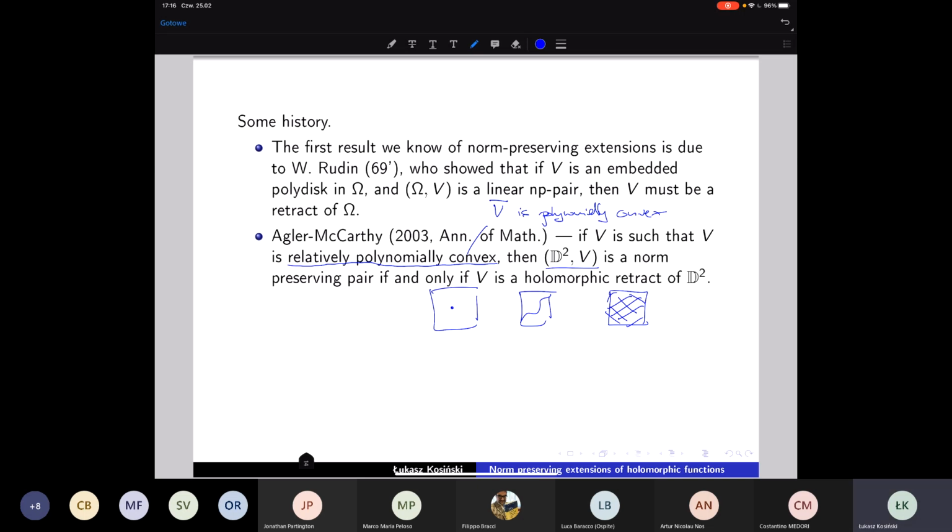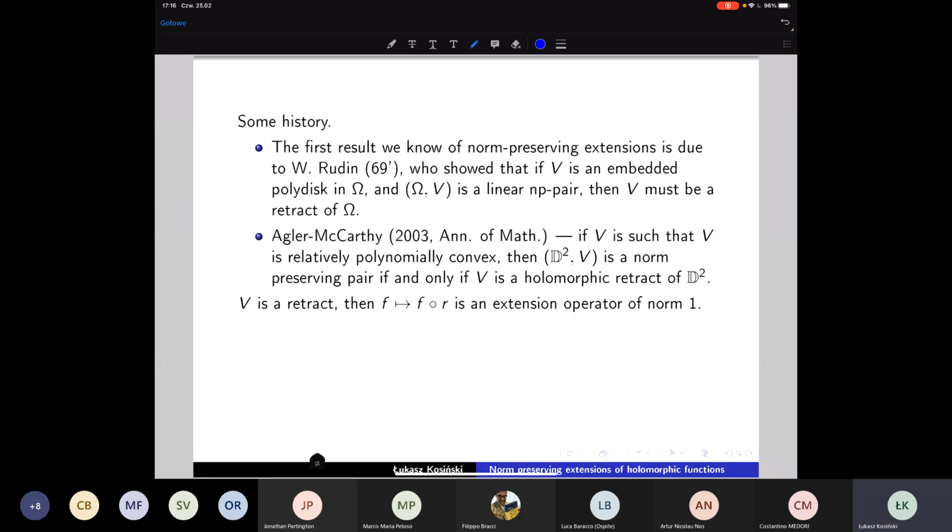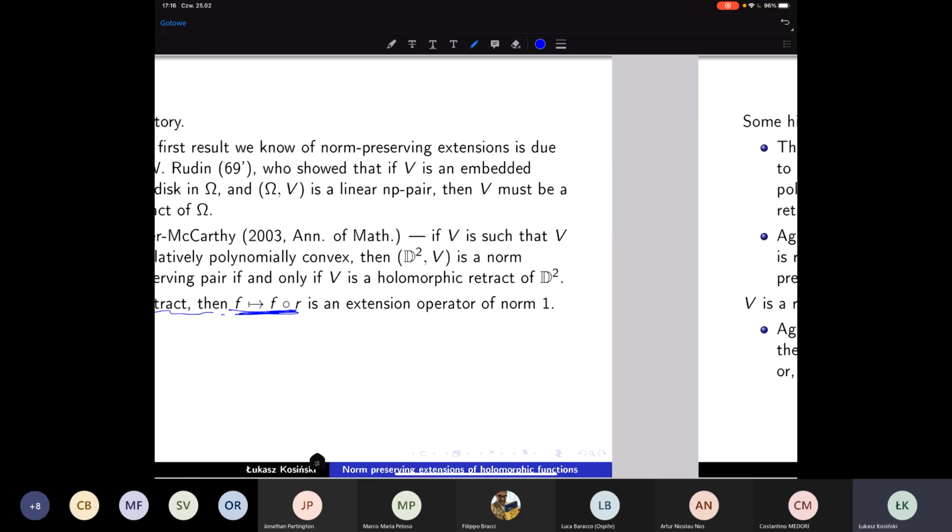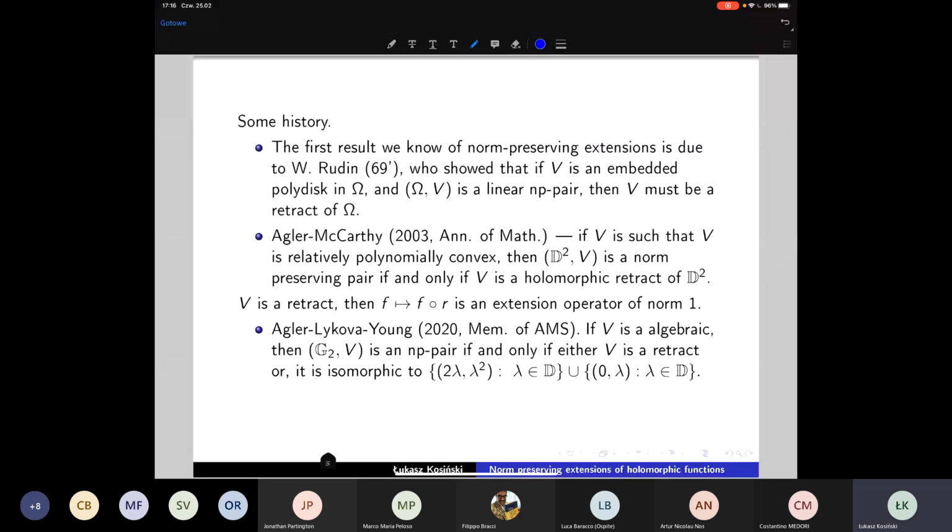Okay, and note that if V is a retract, then this also gives us a linear extension operator of norm equal to 1. And the good question is whether it is always the case. And it was shown one or two years ago, by Agler, Lykova, and Young in 2012. I think that Dzwonek discussed this a month ago.